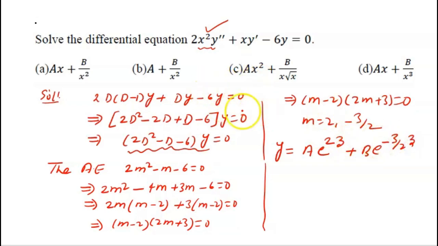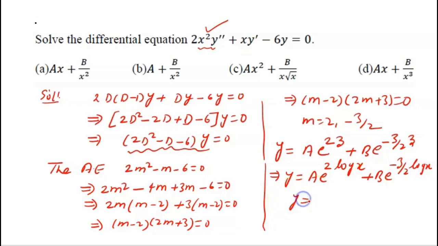I have not written the details here because I want to save time, but I hope you understood this. So y is equal to A e to the power 2 log x, because for z I have to write log x, and B e to the power minus 3 by 2 log x. So this becomes y is equal to A e to the power 2 log x is x square plus B by x to the power 3 by 2, means x root x. So A x square plus B by x root x. So which option will be correct? This option will be correct.